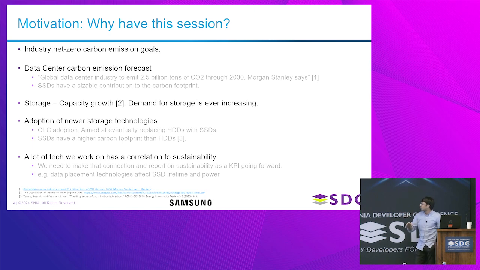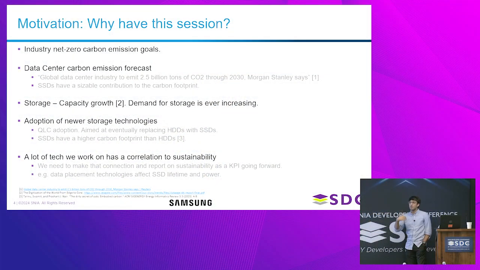And we're at a time now where we're starting to adopt QLC SSDs. And one of the use cases is to eventually replace hard disks with SSDs. But I think we all know that for more than one reason, it's not as simple as just take your hard disks out, put your QLC SSDs in, and everything's great. And one of those reasons is that SSDs do have a higher carbon footprint than hard drives. And so we'll talk about that a bit here.